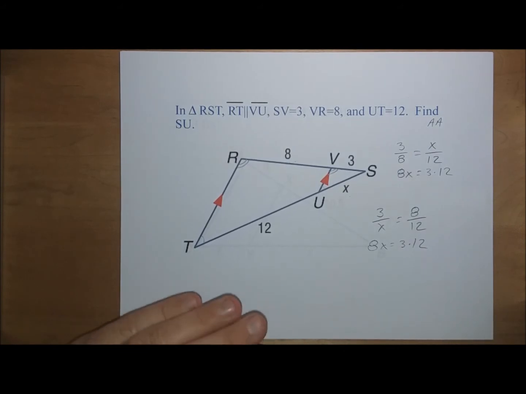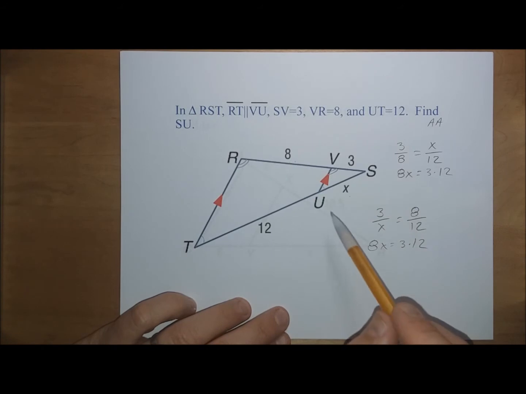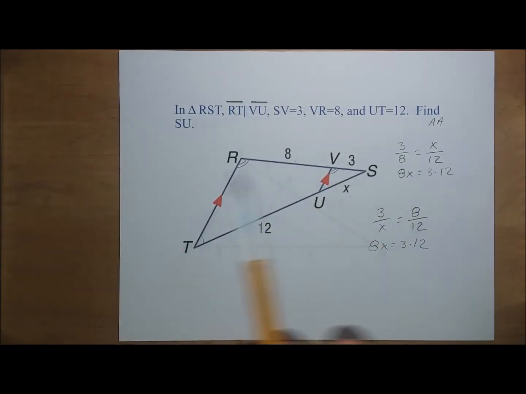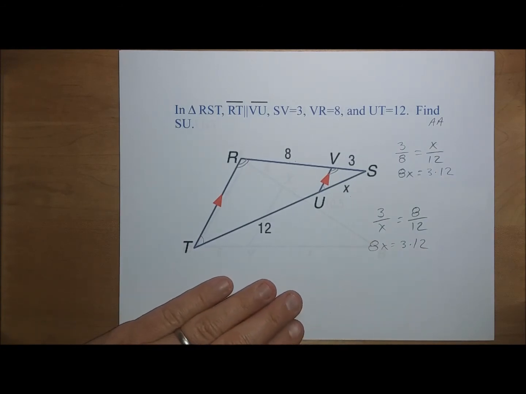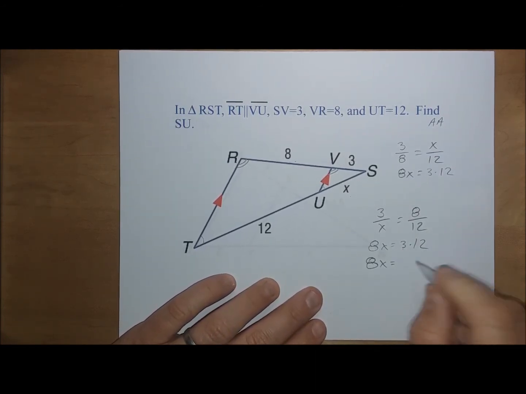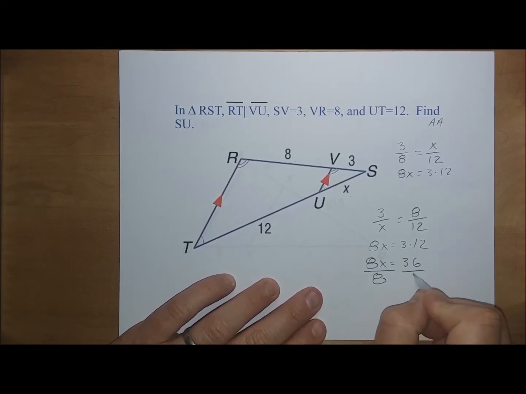The one thing you want to be careful of is don't get them crisscrossed. Don't say 3 over 12 equals x over 8. That's going to mess everything up. That's not a valid proportion. That's not comparing corresponding parts in these similar triangles. So let's go ahead and solve this one. 8x equals 3 times 12, which is 36. I'll divide both sides by 8.